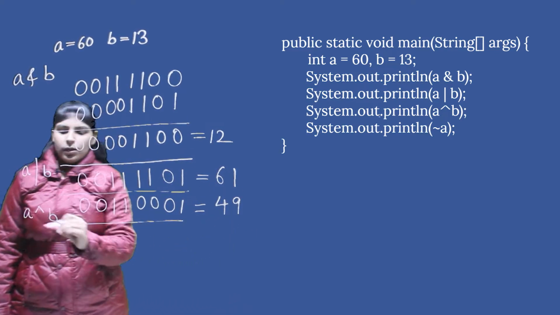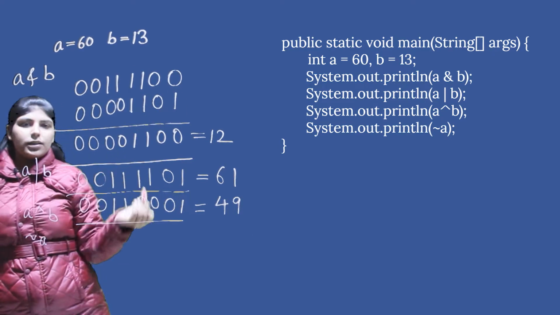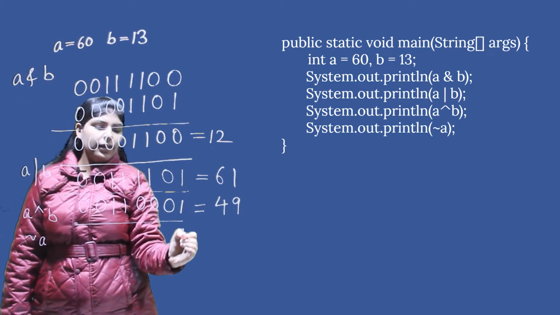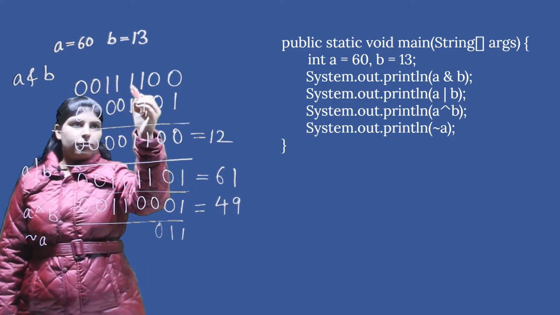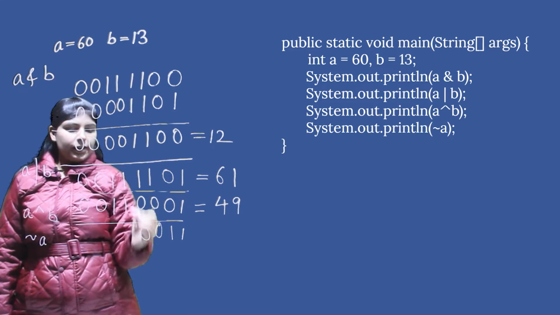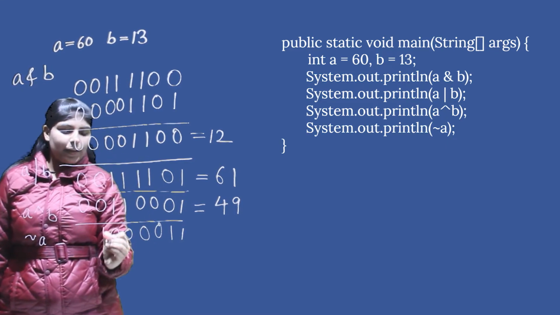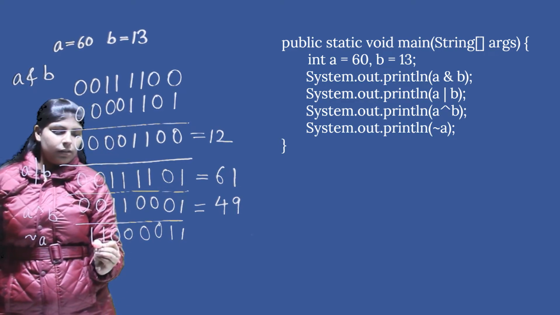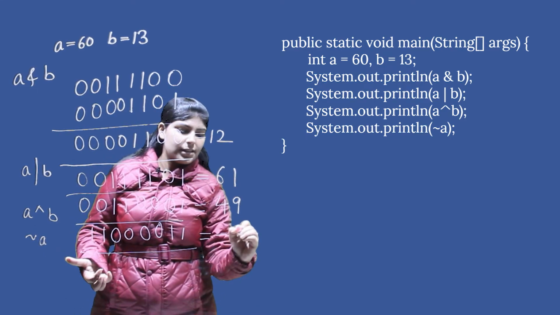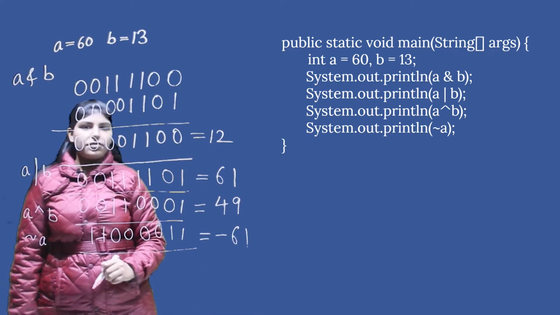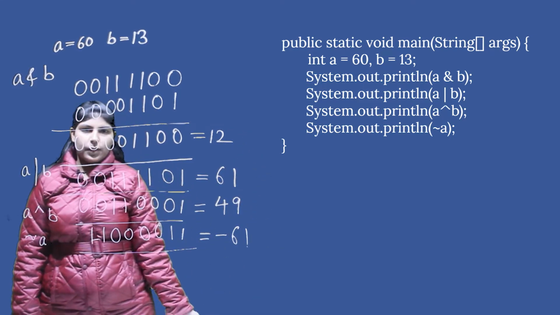Next I want to do the complement of A. I'll just take A and invert the bits. For 0 I'll get 1. For 0 I'll again get 1. For 1 I'll get 0. For 1 I'll get 0. For 1 I'll get 0. Again for 1 I'll get 0. For 0 I'll get 1. And for 0 I'll get 1. This in 2's complement represents minus 61. So the output of this program will be 12, 61, 49 and minus 61.